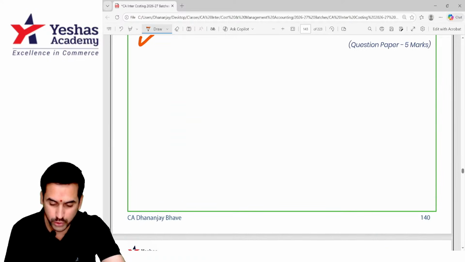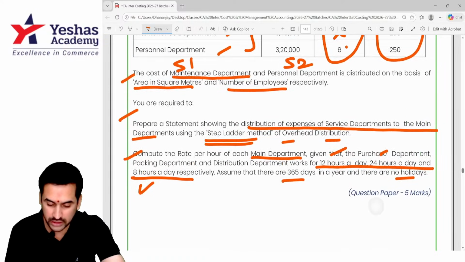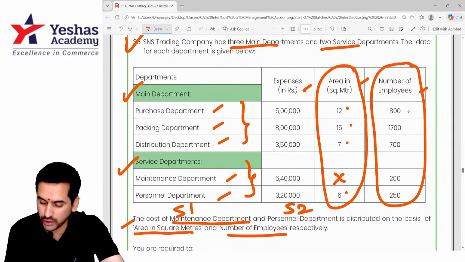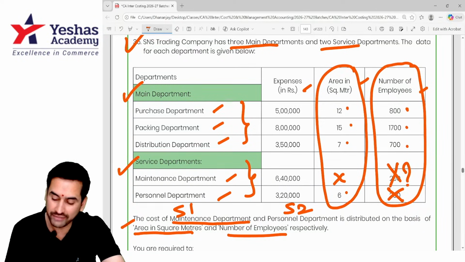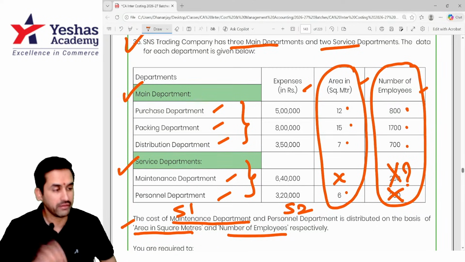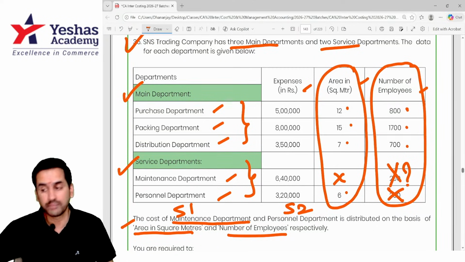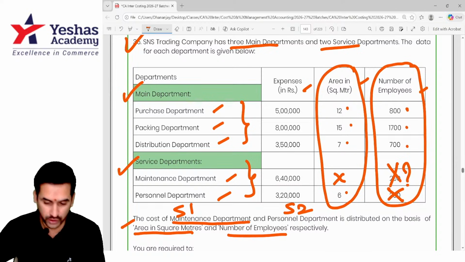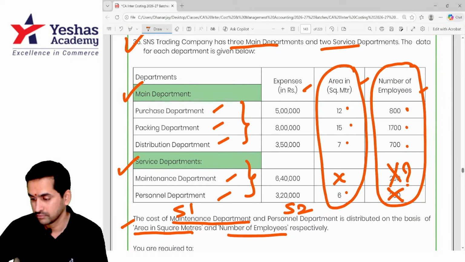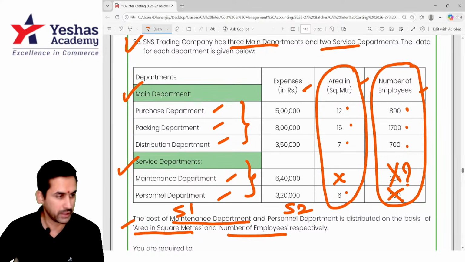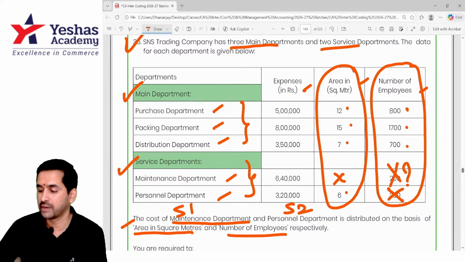And sir, what about distribution? They said it will be transferred in the ratio of number of employees 800, 1700, 700. Obviously, personal to personal you won't transfer. Sir, what about 200? Even that should not be taken. Can you tell me why? Sir, that is the nature of step ladder method. Once you close a particular department, you should not open that department again. Do you agree? They first closed maintenance department and then they go to personal department. They will not open maintenance department again.